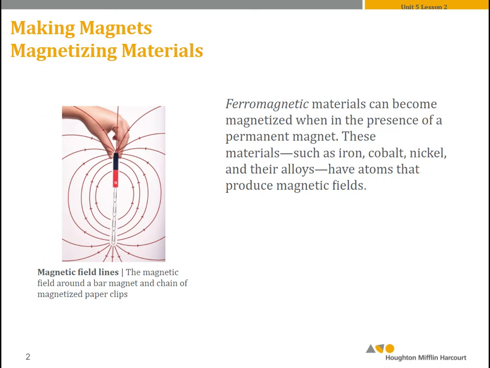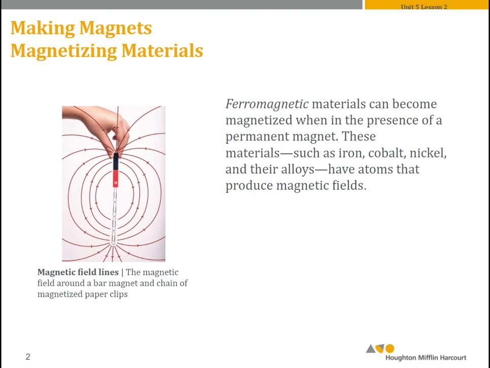Iron is what's called a ferromagnetic material. Ferromagnetic materials include iron, cobalt, and nickel. Ferromagnetic materials are materials that can be magnetized when they are in the presence of a magnet. They are not magnets themselves necessarily, or not permanent magnets themselves, but they can be magnetized.